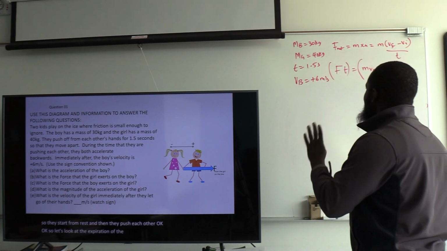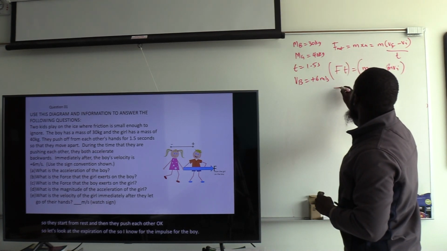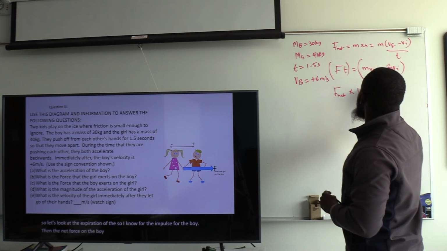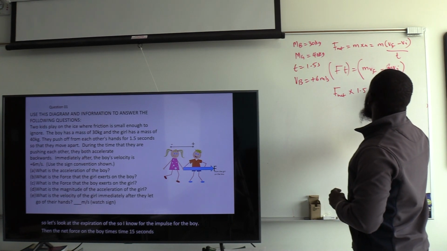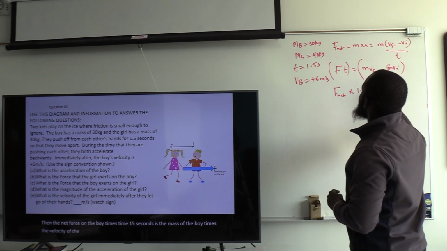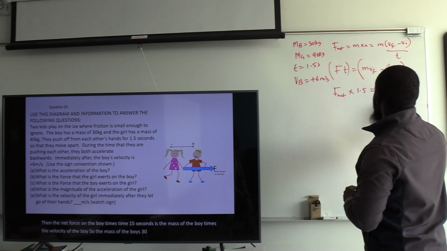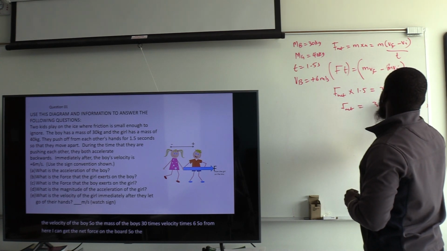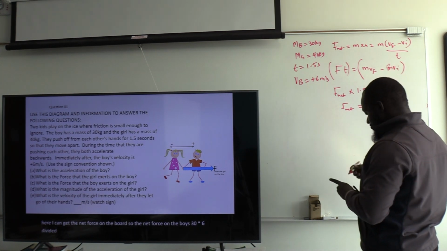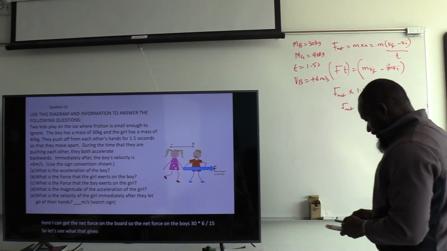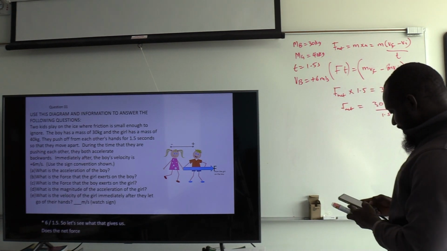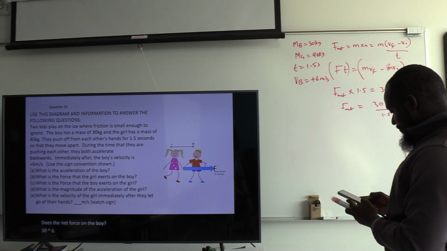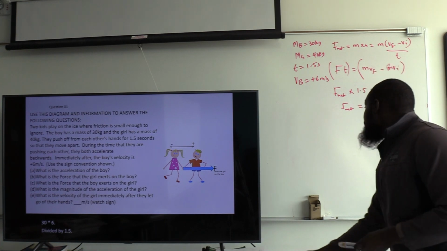So for the impulse on the boy, the net force on the boy times time, 1.5 seconds, is the mass of the boy times the velocity of the boy. So the mass of the boy is 30 times velocity 6. From here I can get the net force on the boy. The net force on the boy is 30 times 6 divided by 1.5. That gives us 120 newtons.